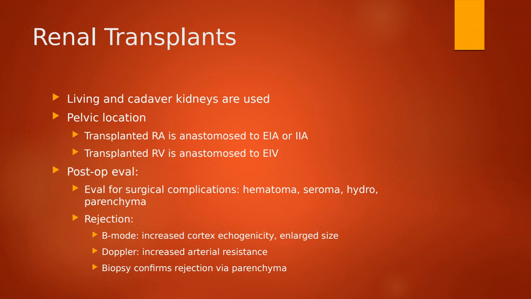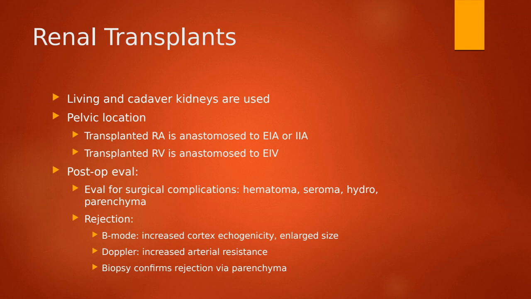Post-op evaluation, we want to be looking for any kind of surgical complications. So the standard hematoma, seroma that can occur with any kind of surgery. We're going to be looking for hydronephrosis to see maybe there's a little blockage from surgery in that ureter. And we want to be looking at the parenchyma. So the tissue appearance is going to be very important in terms of determining rejection.